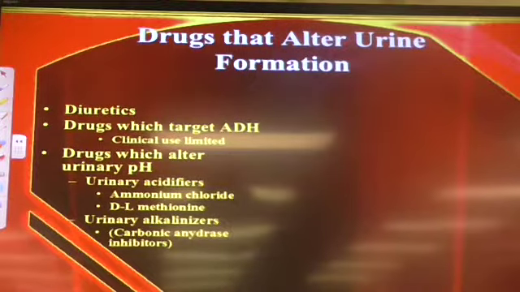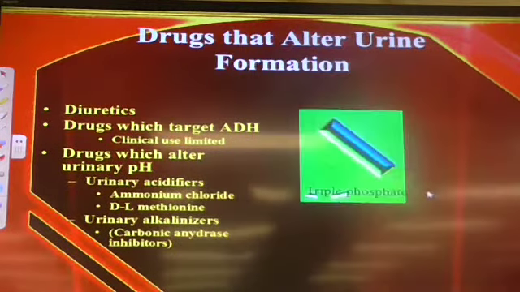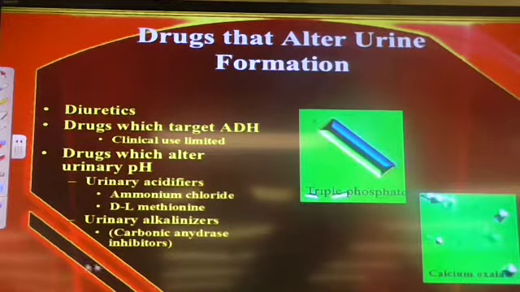Okay, so that finishes our discussion of drugs that alter urine formation. As I noted before, there are drugs which alter urinary pH. The most common ones we use are urinary acidifiers because in an alkaline urine pH, those struvite crystals tend to be formed, and we don't like that. And so we're frequently trying to acidify the urine.